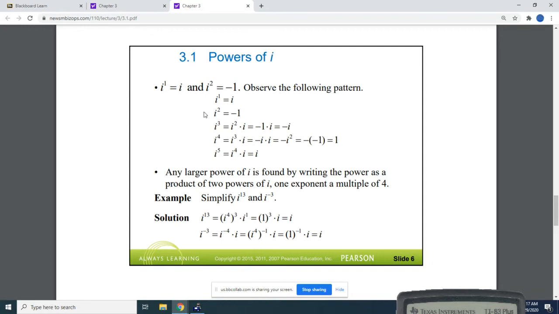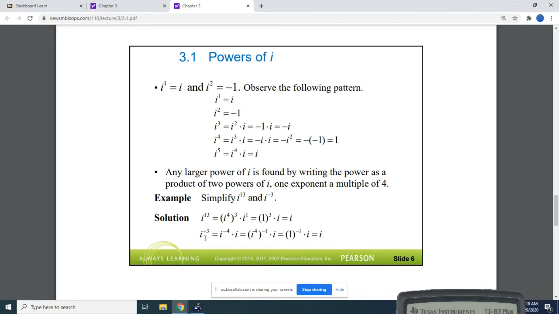Now from these given properties, i to the fourth power is equal to 1. So this i to the fourth power is substituted with 1. 1 to the third power is 1, and 1 times i is i. All right, so we won't really deal with these too much in the course. You won't even actually see these on the test. But I believe there are a couple of homework problems that deal with it.